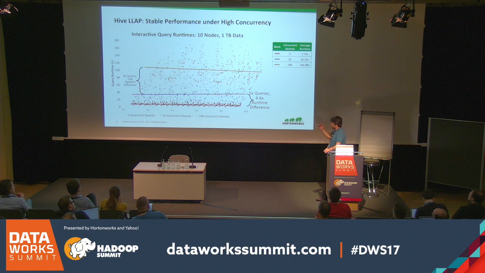So what we found is here, this looks like a very complicated graph. It's really not. It's in red. So we ran TPCDS queries. We took a 1 terabyte data set. We took all the TPCDS queries and ran them in a loop and in parallel. The red dots show what happens if you run 5 queries in parallel. The purple one is if you have 25 queries in parallel, and the yellow one if you have 100 queries in parallel. All of them on 10 nodes of LLAP.